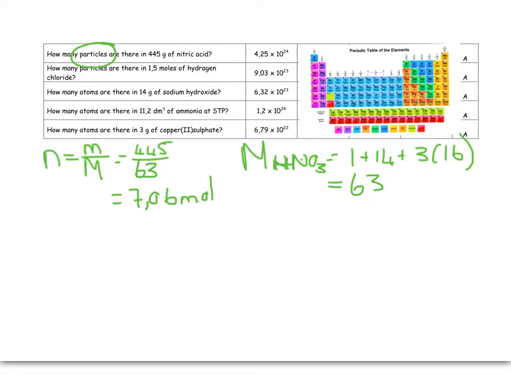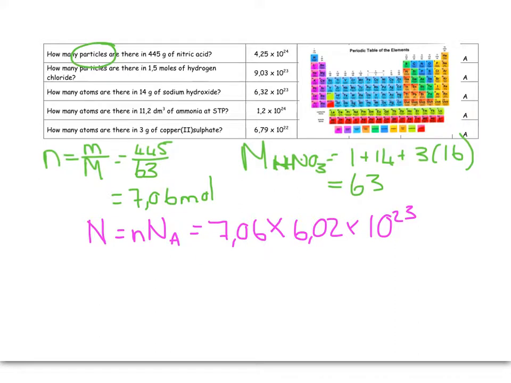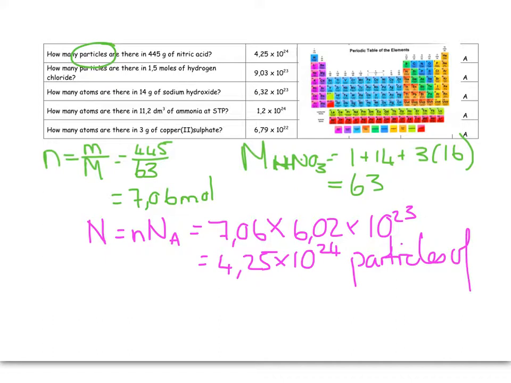So again, I'm using number of particles is equal to number of moles times Avogadro's number, and I land up with 7,06 times 6,02 times 10 to the 23, and that's equal to 4,25 times 10 to the 24 particles of whatever I worked out the molar mass of. HNO3. This becomes relevant in the next couple of questions.